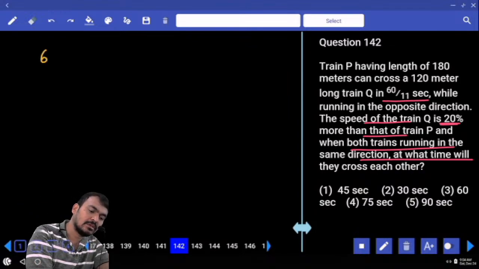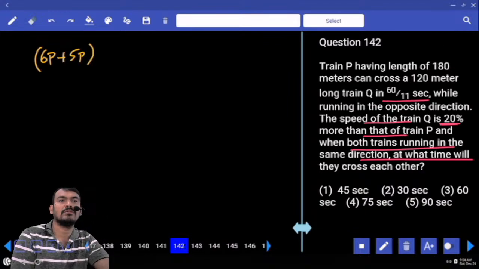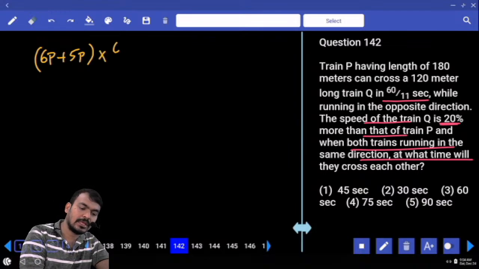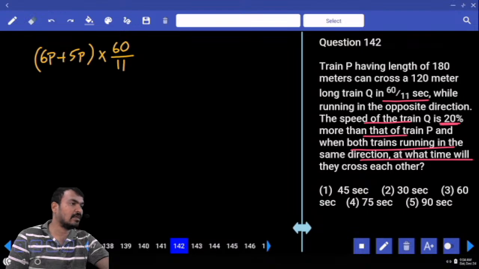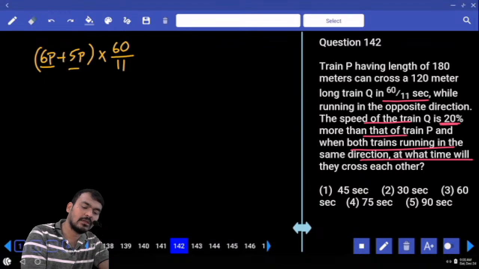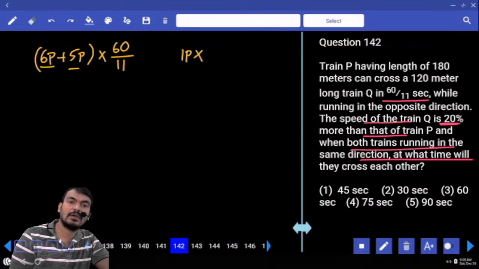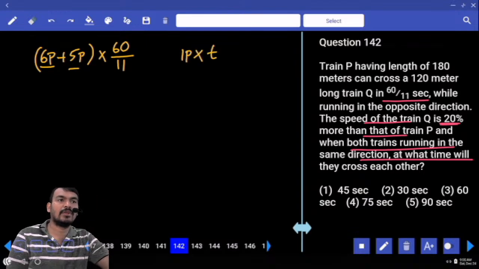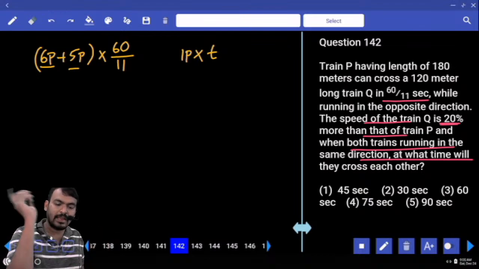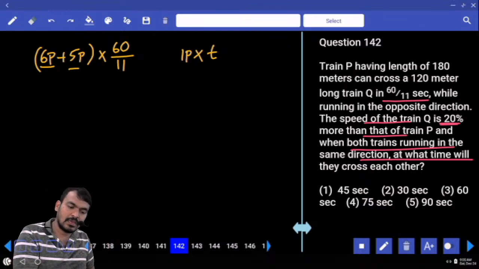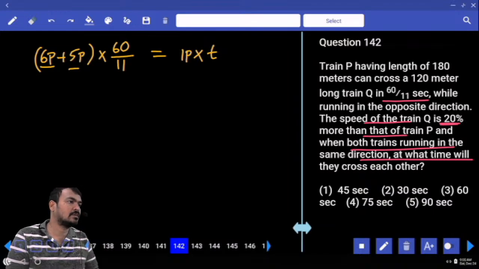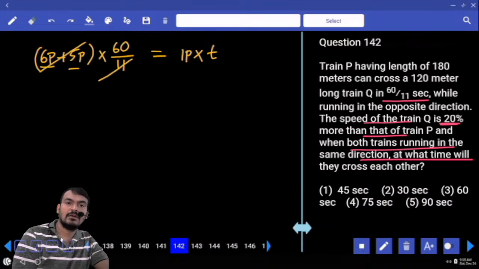What is the sum of these speeds? 6 parts plus 5 parts, for the opposite direction, multiplied by the opposite direction time, 60 by 11. Speed into time is distance. Next, for the same direction, the relative speed is the difference of the speeds, 6 parts minus 5 parts, which is 1 part, into time T. Left hand side is speed into time, and right hand side is also speed into time, both equal to the same distance. The 11 cancels and the parts cancel. So T equals 60 seconds.